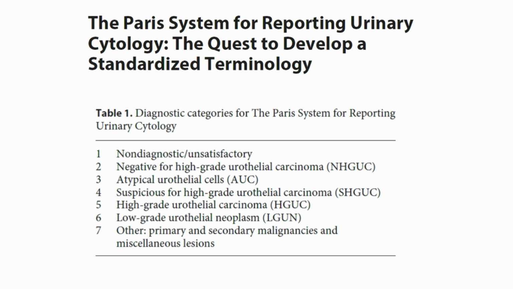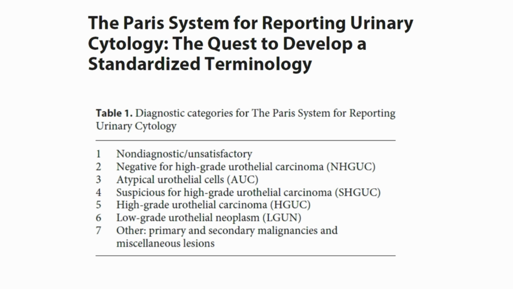The goals of the committee, of what they wanted to accomplish, many of the goals were satisfied. And one of them was this conundrum of this atypia, atypical urothelial. It's now referred to as atypical urothelial cells.